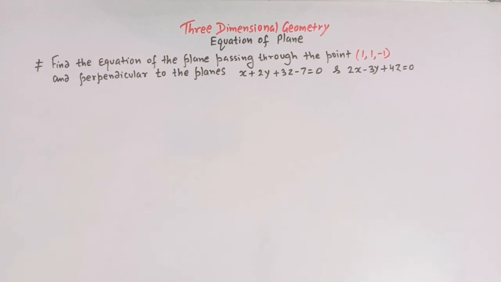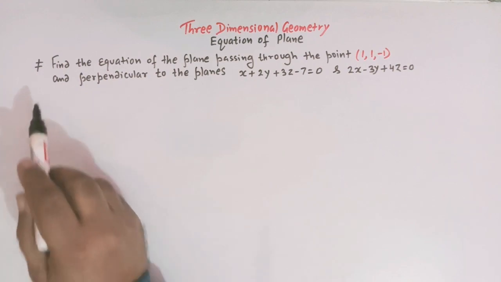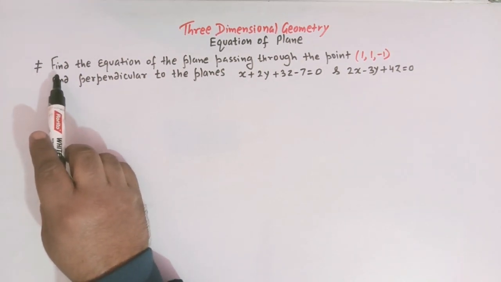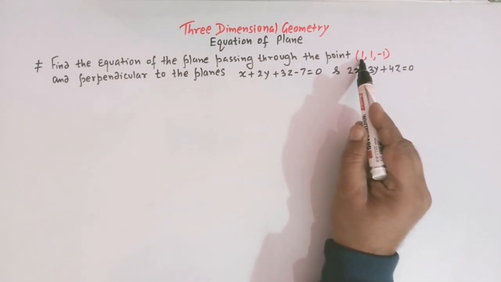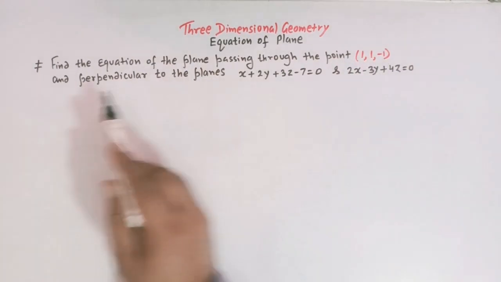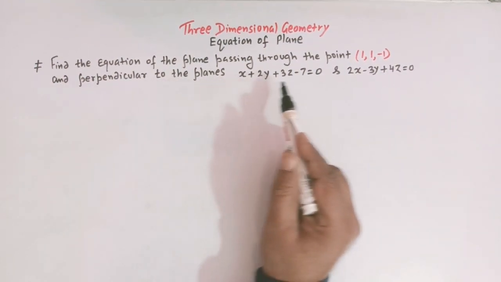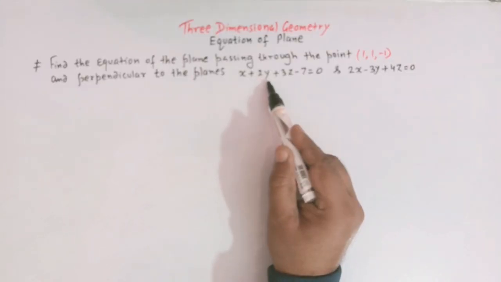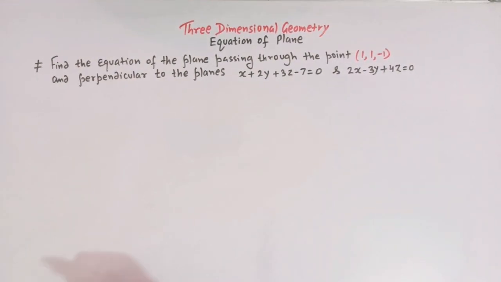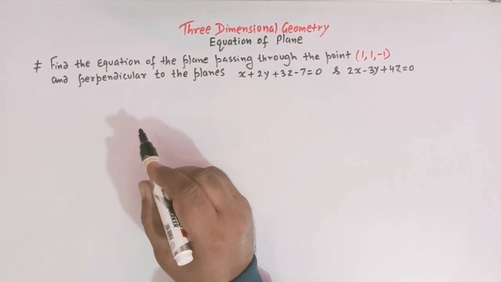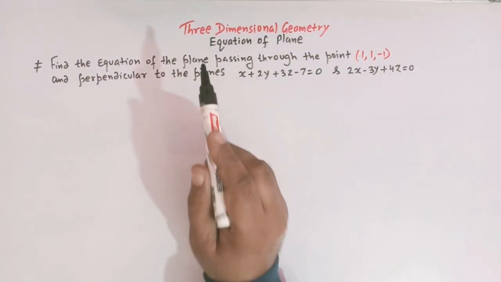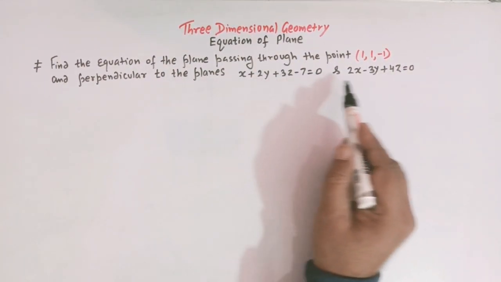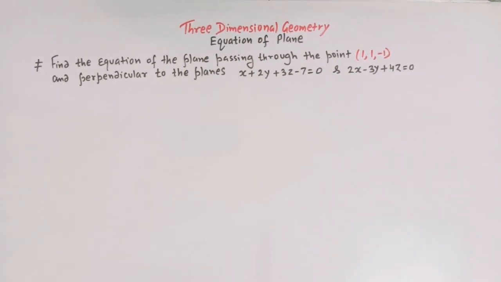So here let us first read out this question. The question goes like this: find the equation of the plane passing through the point 1 comma 1 comma minus 1 and perpendicular to the planes whose equations are given here, right? So here we have to find the equation of a plane which passes through this point, right? And that plane is perpendicular to these two planes, right?